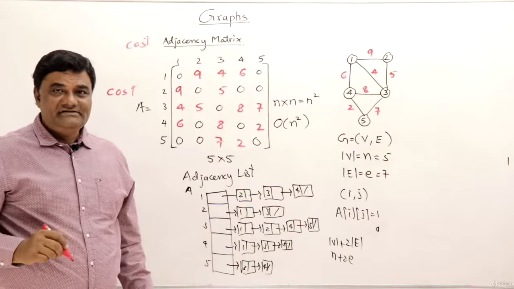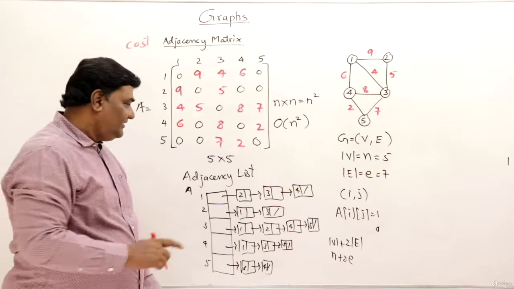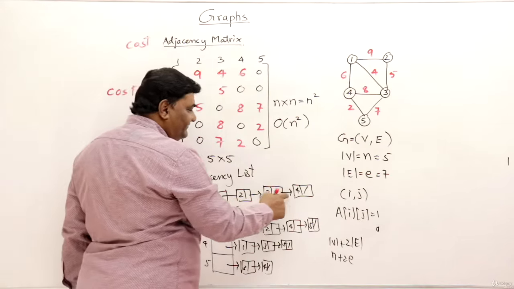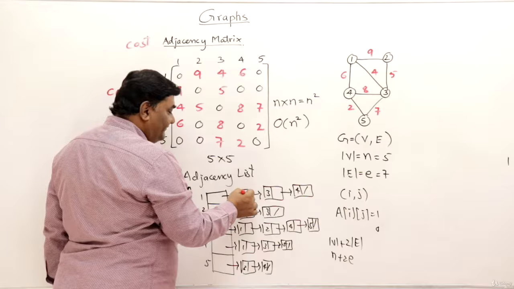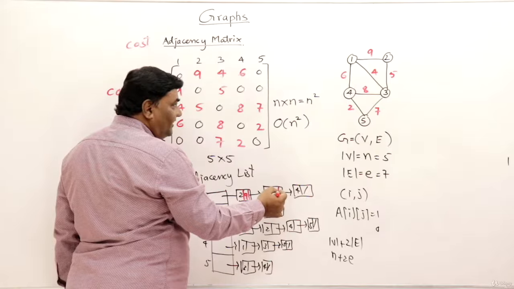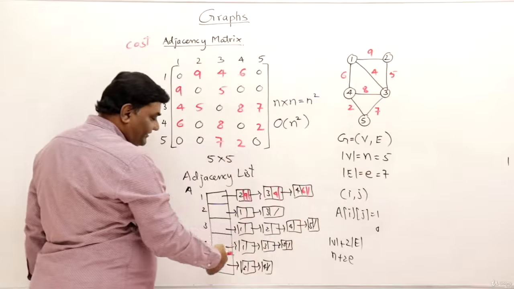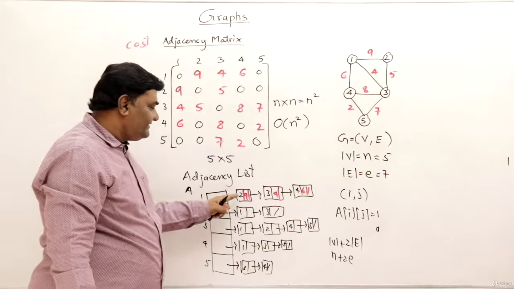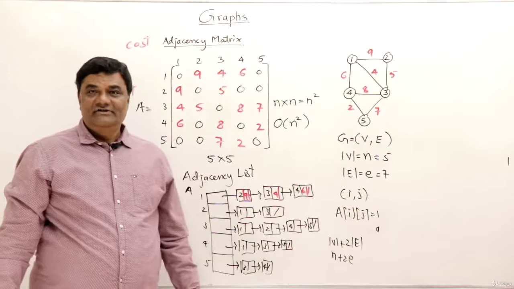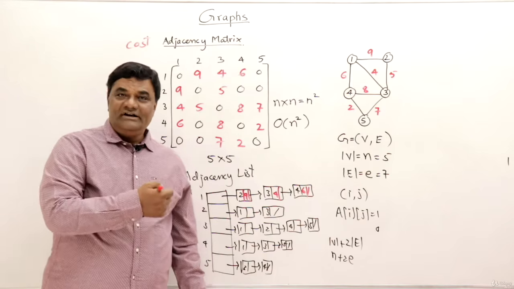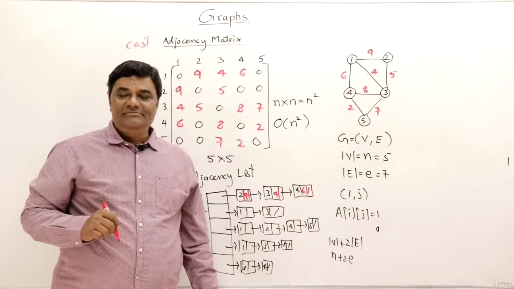Then how to represent those weights in an adjacency list? See here, for the vertex 1, I must have all these vertices which are adjacent. Along with this, inside the node itself, I should also have the weight stored. 1 to 3 is 4 and 1 to 4 is 6. Likewise, you can fill up all these. So along with the vertex number, the weight of an edge is also stored inside the list itself. So now it will be called a cost adjacency list. So that's all about these two representations.